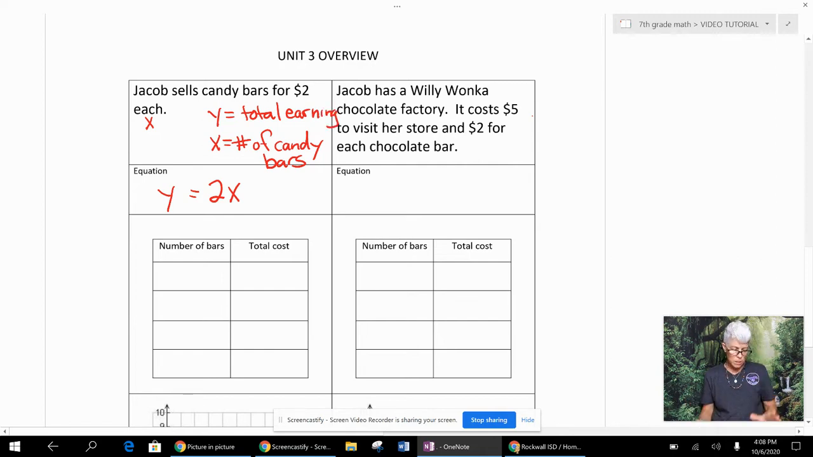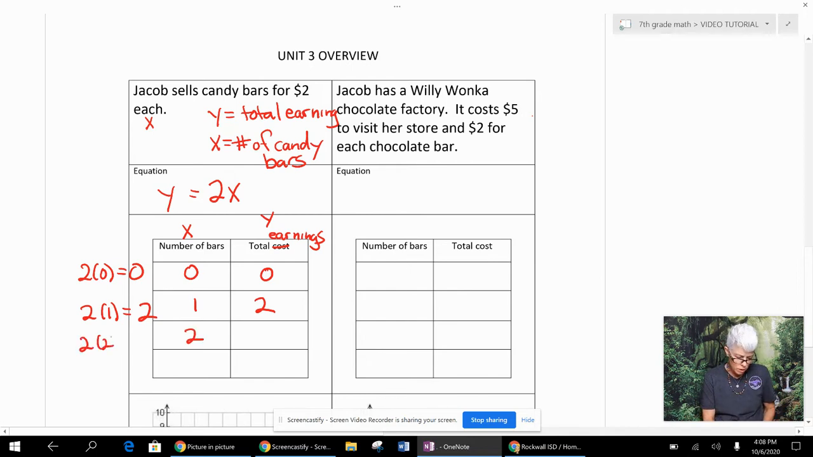So your total earnings. So let's say I sell 0 candy bars. X would be 0. Well, if x was 0, 2 times 0 is 0. So my total cost, or that really should say earnings, because I'm not buying them, I'm selling them, my y would be 0. But if I sold one candy bar, that'd be 2 times 1. So my total earnings would be $2, because 2 times 1 is 2. If I had 2 candy bars, if x was 2, then that'd be 2 times 2, which is 4. And so y would be 4. And let's say there were 3, that'd be 2 times 3, which is 6. So my y would be 6.